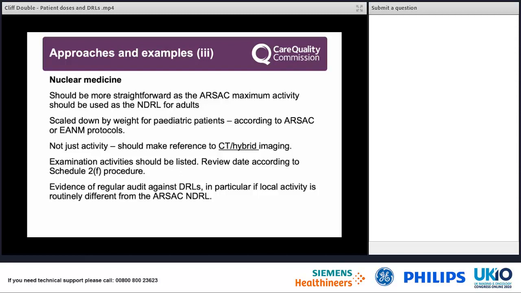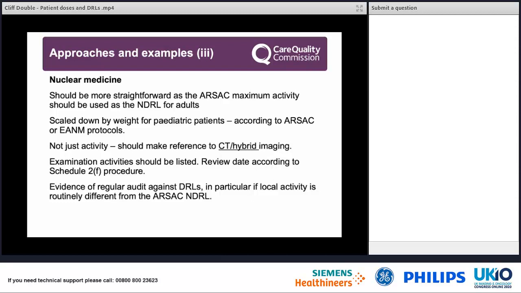But we shouldn't forget, in nuclear medicine it's not just about the activity. We should also make reference to CT and hybrid imaging, particularly in PET, for the CT could be based on attenuation correction, localization or diagnosis. There might be a fair bit to do. Examination activities should be listed.